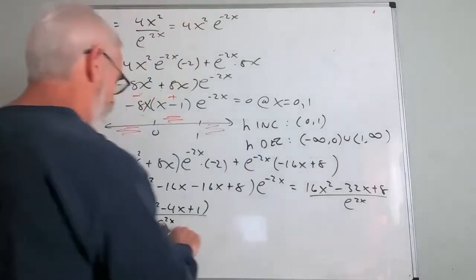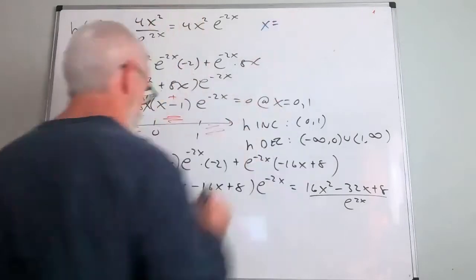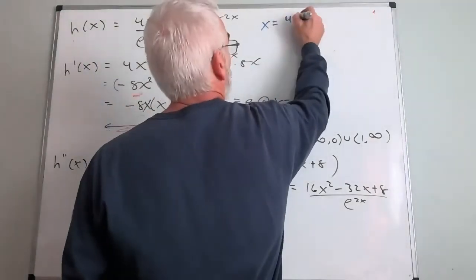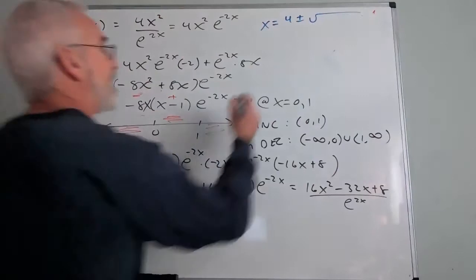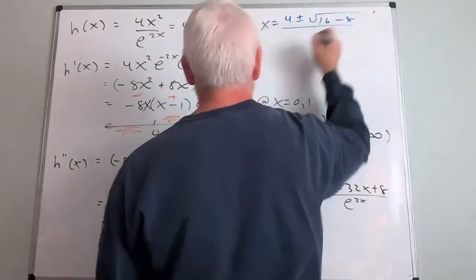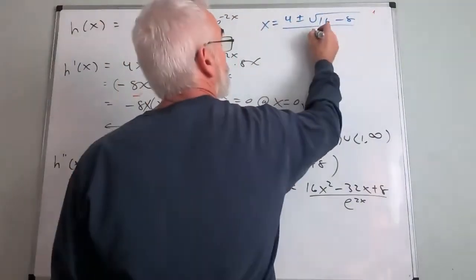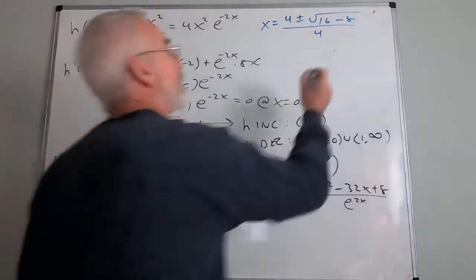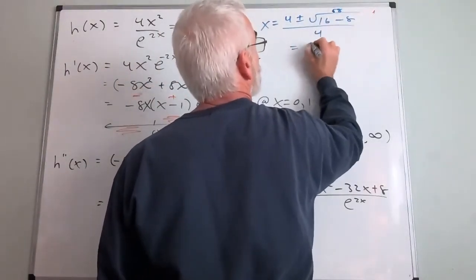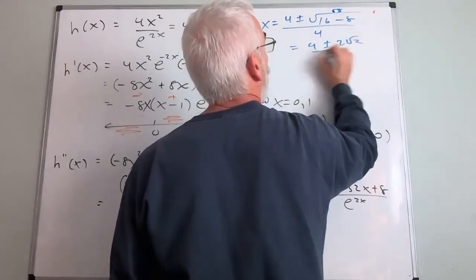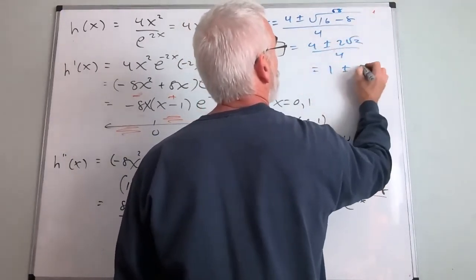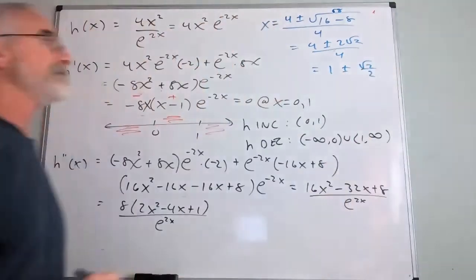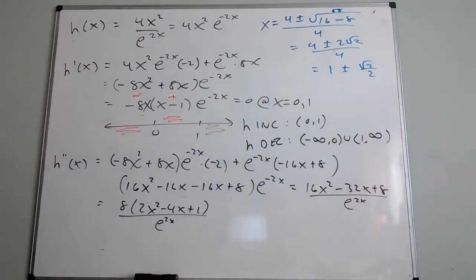Okay, so quadratic formula, x equals 4 plus or minus the square root of 16 minus 8, all over 4. We all know how to use the quadratic formula. Well, that's root 8. So this is 4 plus or minus 2 root 2 all over 4, or 1 plus or minus root 2 over 2. So I have 2 different places where the concavity may change: 1 plus root 2 over 2 and 1 minus root 2 over 2.